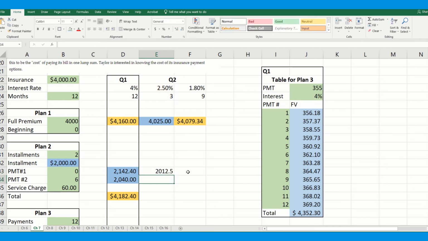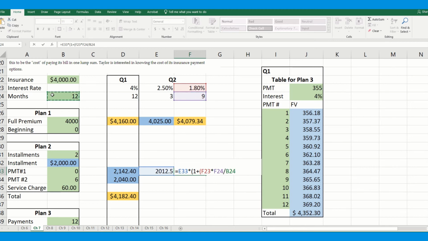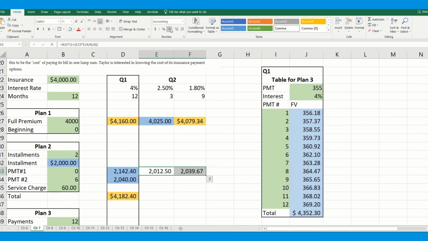Okay, so now I'm going to grow that money, the same one, forward at 1.8%, so that equals this, my present value, times bracket 1 plus bracket the interest rate of 1.8% times 9 months divided by my total number of months, and I'll close my brackets twice. Okay, so both of these I'm going to make into comma style. They're in term. We haven't completed it yet. So that was my first $2,000 payment.